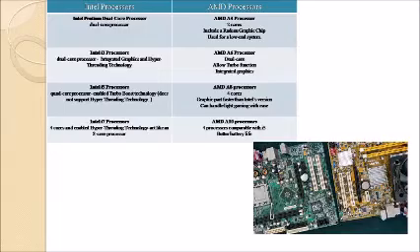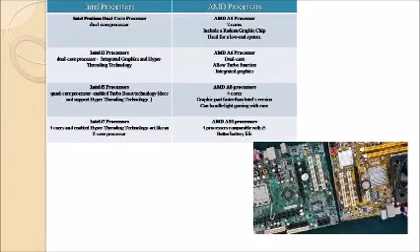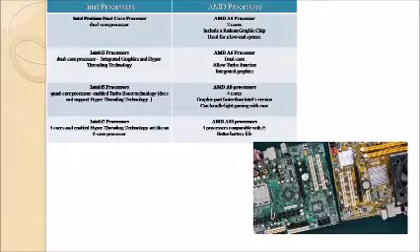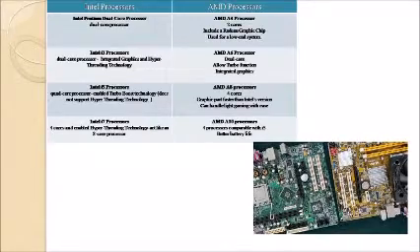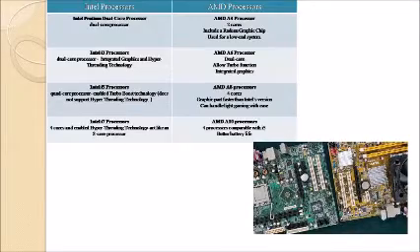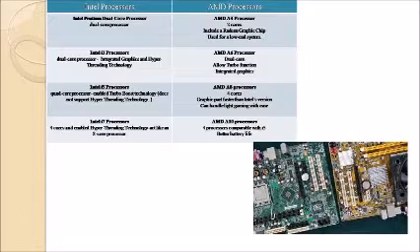AMD A4 processor has got 2 cores. AMD A6 processor is also dual core. AMD A8 processor has got 4 cores. AMD A10 processor is a quad-core processor comparable with i5, and it has a better battery life.